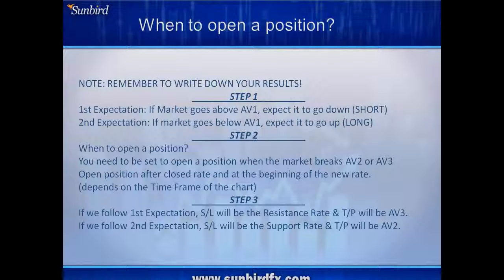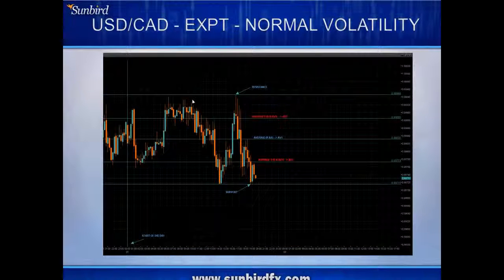We have our position opened. Now where to put our stop loss and where to put our take profit. All right, very, very simple. If we follow our first expectation, stop loss will be the resistance rate and take profit will be average 1. Okay, our first expectation tells us if market goes above average 1, expect it to go back down. Let's go back to our graph.